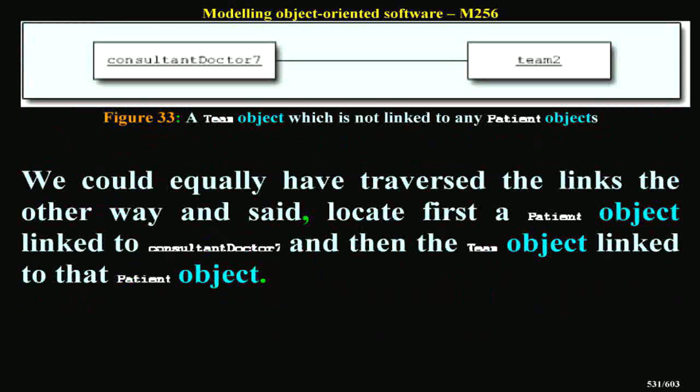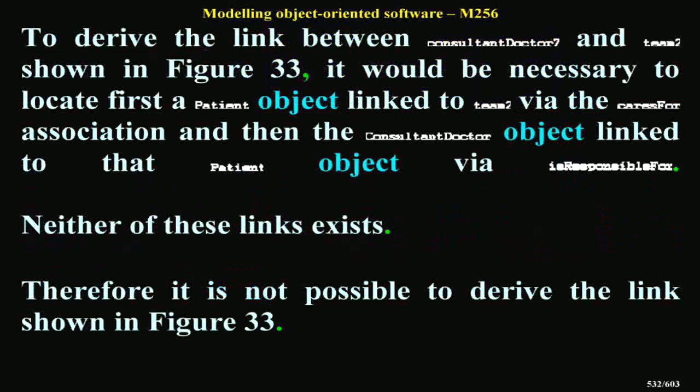We could equally have traversed the links the other way and said, locate first the object linked to one and then the object linked to that object. To derive the link shown in figure 33, it would be necessary to locate first the object linked via one association and then the object linked to that object via the other. Neither of these links exists. Therefore, it is not possible to derive the link shown in figure 33.